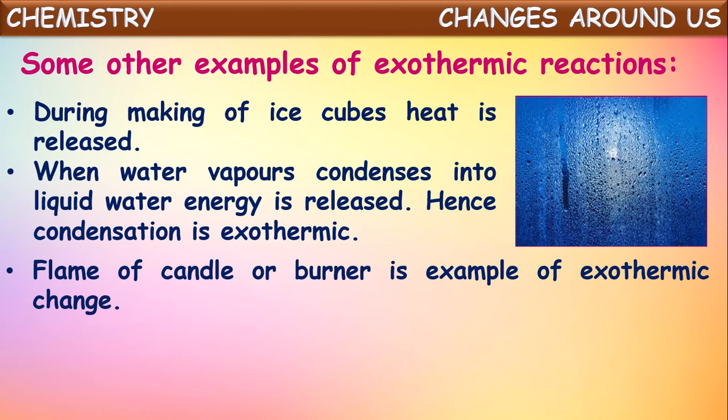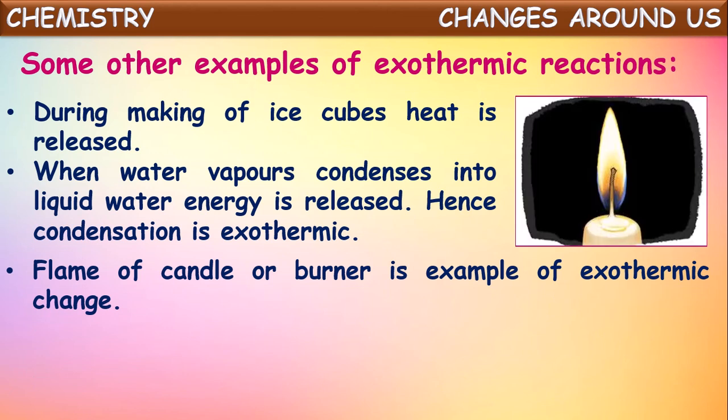Flame of a candle or burner is an example of exothermic change. What happens in the candle flame? When a candle is lighted, it continuously burns and gives out heat energy. It releases heat energy. So burning of a candle or burning any burner on the stove, all this comes under exothermic changes.